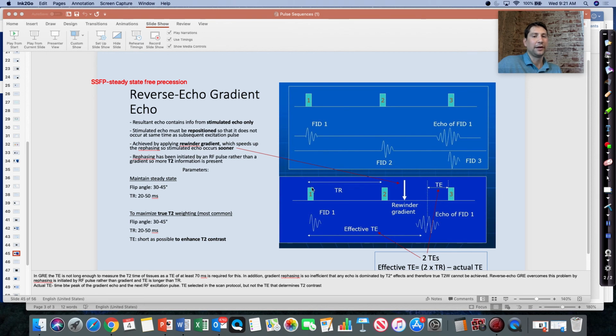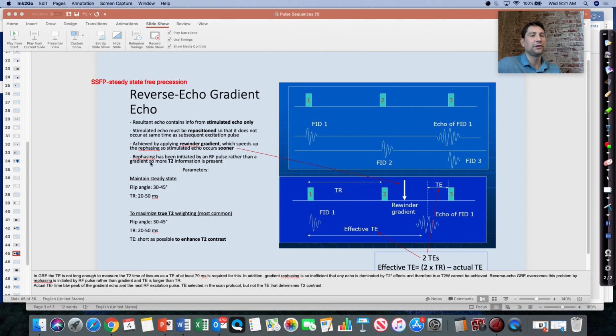So you have one excitation pulse, a second excitation pulse. Then you have your rewinding gradient, which speeds up that rephasing so that the stimulated echo occurs before that third free induction decay, not over top of it. So now we've separated the two, and then we put our readout gradient over the stimulated echo, and we're not concerned with the free induction decay.